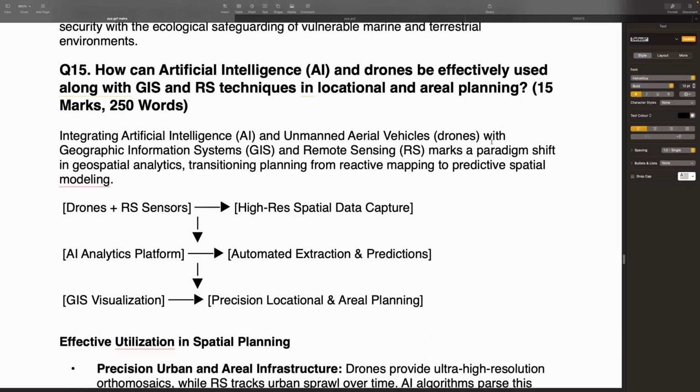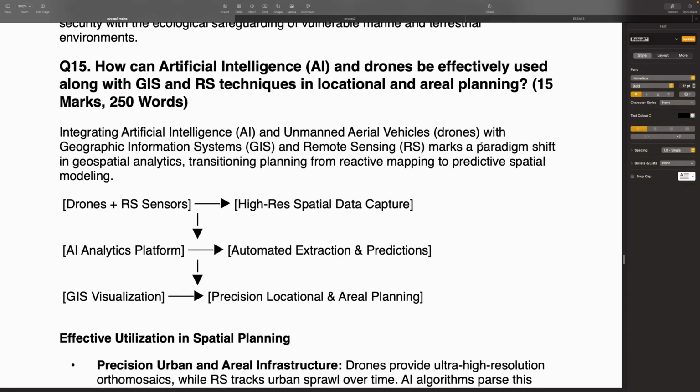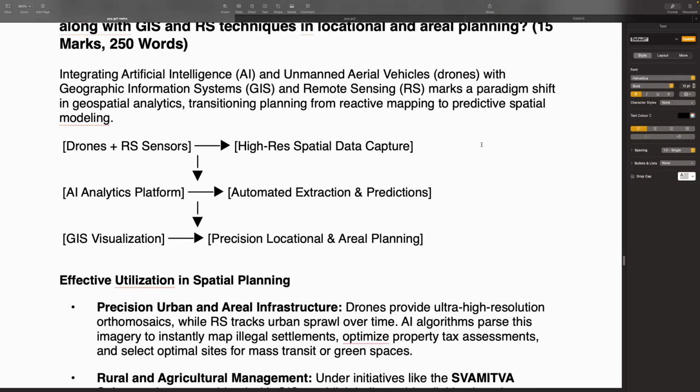How can artificial intelligence and drones be effectively used along with GIS and RS techniques in locational and aerial planning? Integrating artificial intelligence and unmanned aerial vehicles, that is drones, with geographic information systems and remote sensing marks a paradigm shift in geospatial analytics, transitioning planning from reactive mapping to predictive spatial modeling.